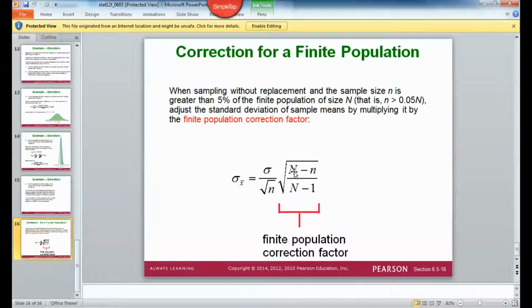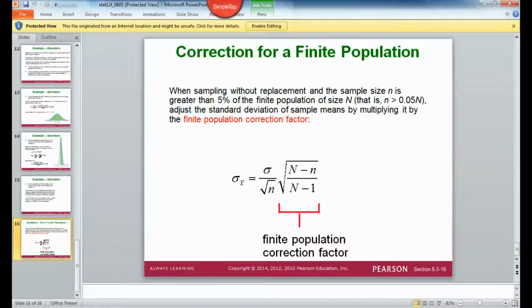So that would be, capital N would be like the entire population, lowercase n would be the sample size. So you'd have to do that over capital N minus 1, take the square root of that, and then multiply it by the sigma divided by the square root of n. Like I said though, pretty sure you're not going to have to worry about that so much.